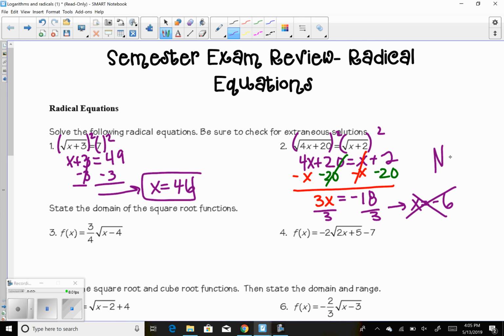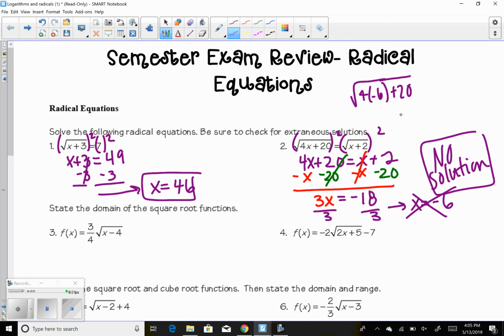So this is no solution, because when I plugged that negative 6 back in, you get the square root of 4 times negative 6 plus 20. Okay, that is square root of negative 4, and we don't want that, right? It does end up equaling square root of negative 4 equals square root of negative 4, but we're not dealing with complex numbers right now.